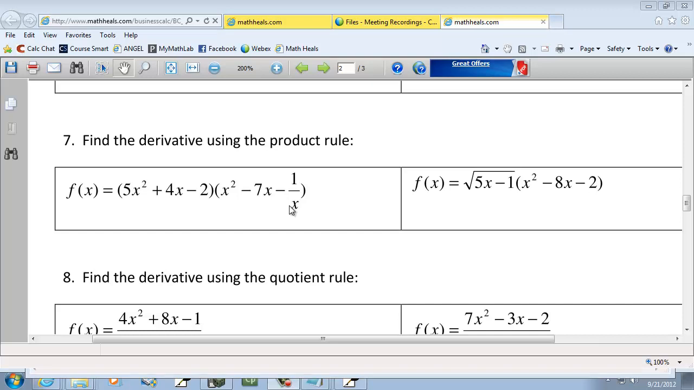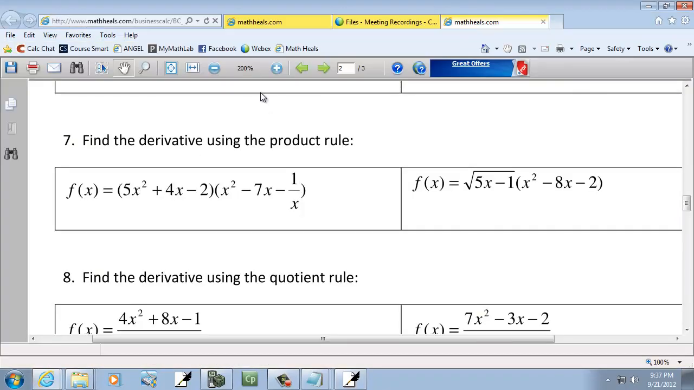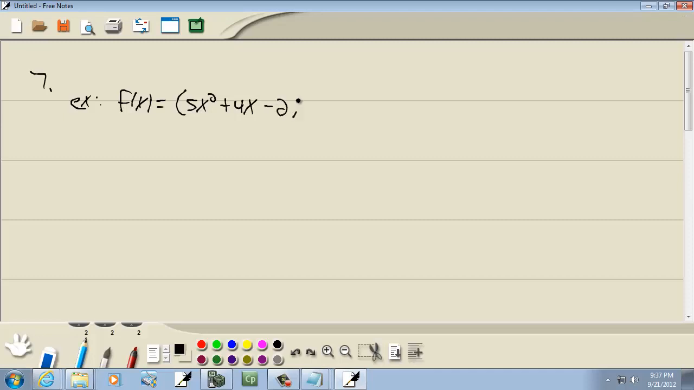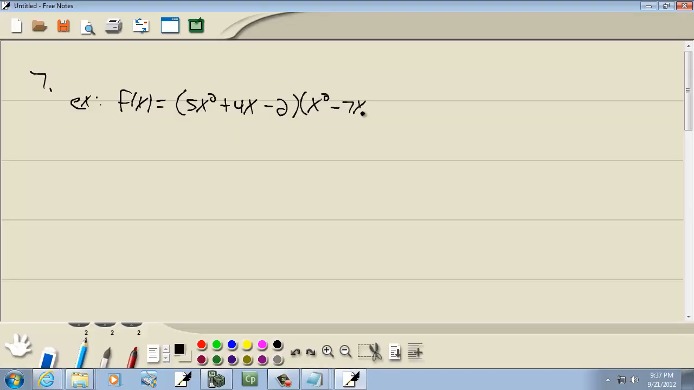Let's take a look at our seventh problem type, the product rule. And our first example, we have f of x is equal to 5x squared plus 4x minus 2 times x squared minus 7x minus 1 over x.